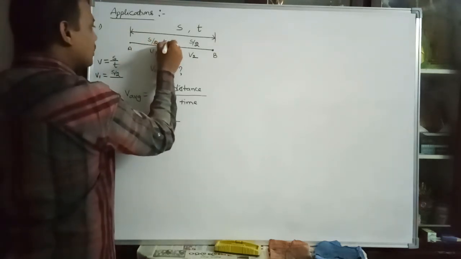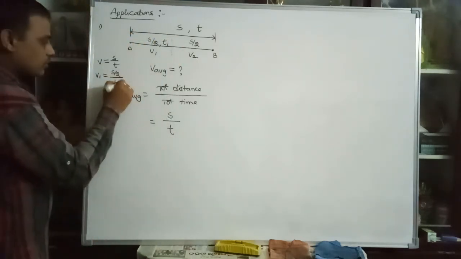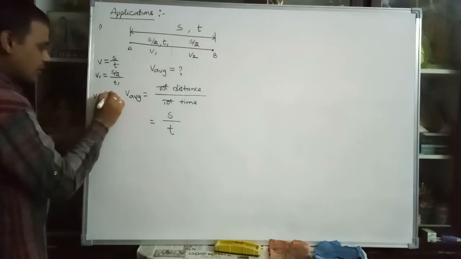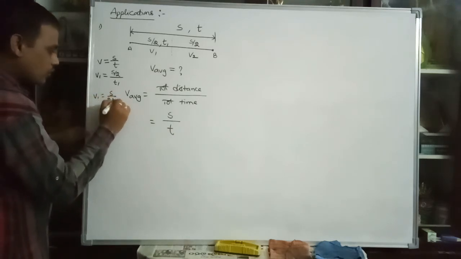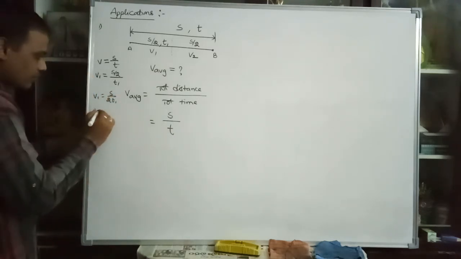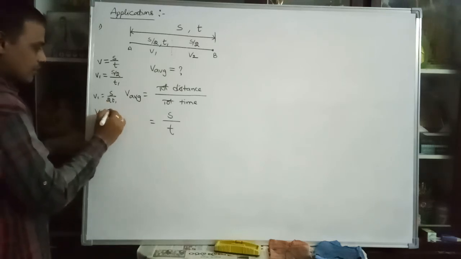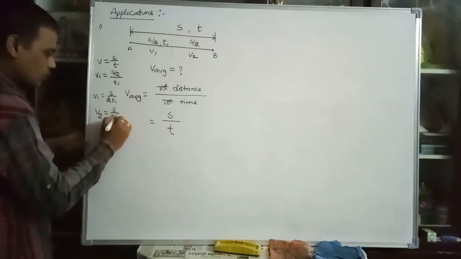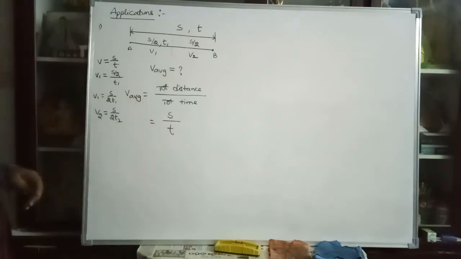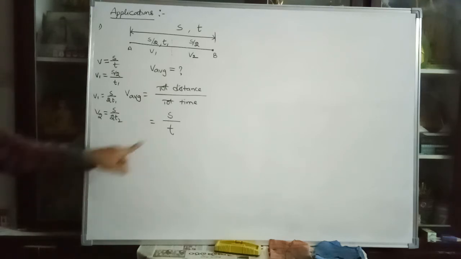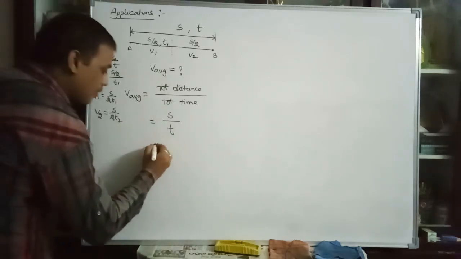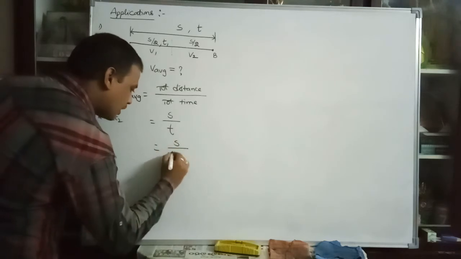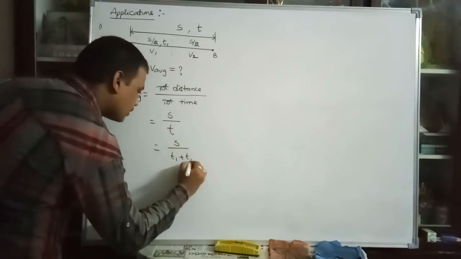It can be taken as T1. So V1 can be written as S by 2 T1. In a similar fashion, V2 can be written as S by 2 T2. So from this equation, here distance by time is there. You don't know the total time. I am taking total distance by T1 plus T2.